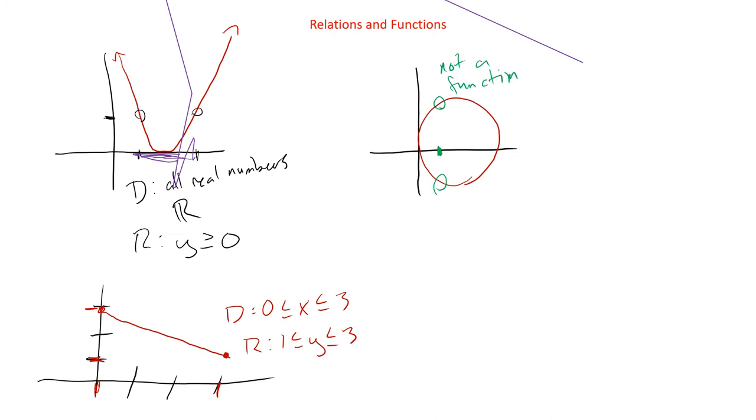Now, that doesn't mean it's a bad thing or anything. It's just that functions are special relations that we can do certain things with. This one is not, but it has a lot of uses. It even has a name. It's a circle.